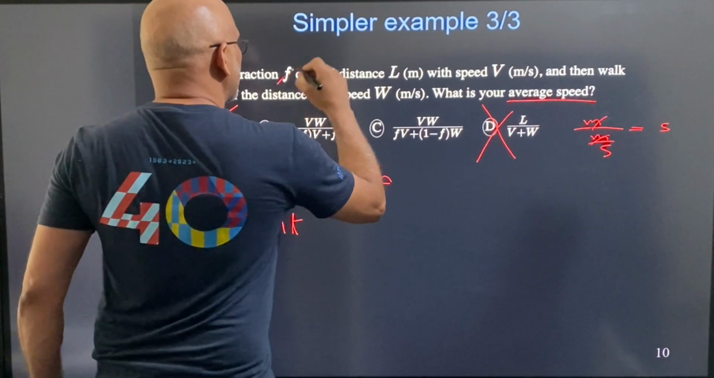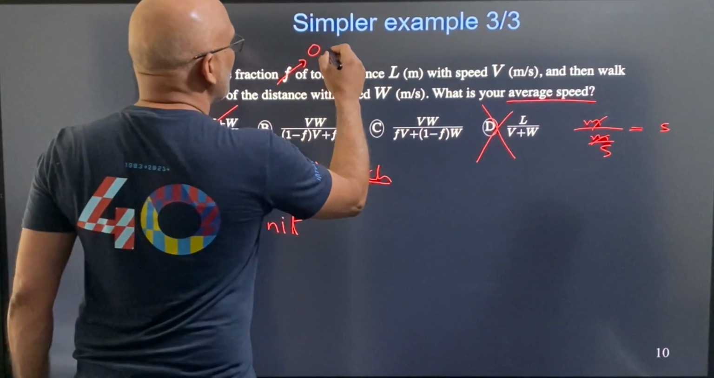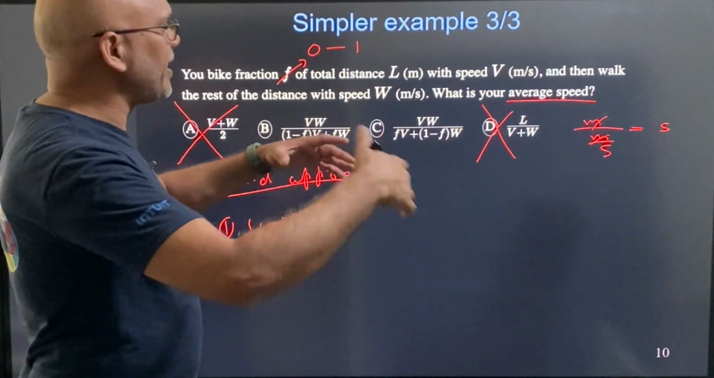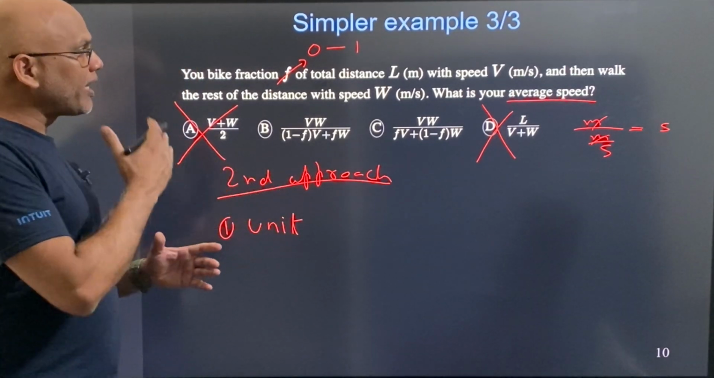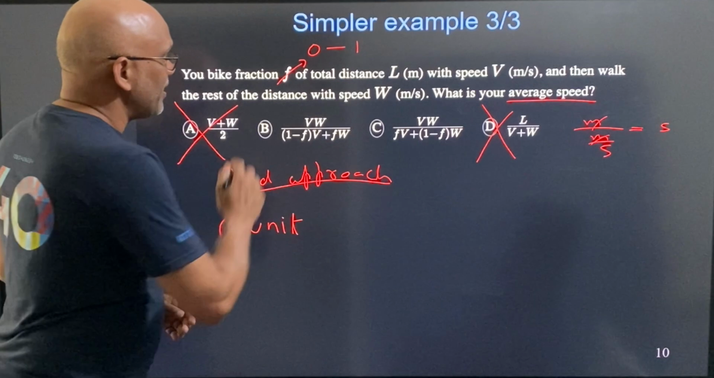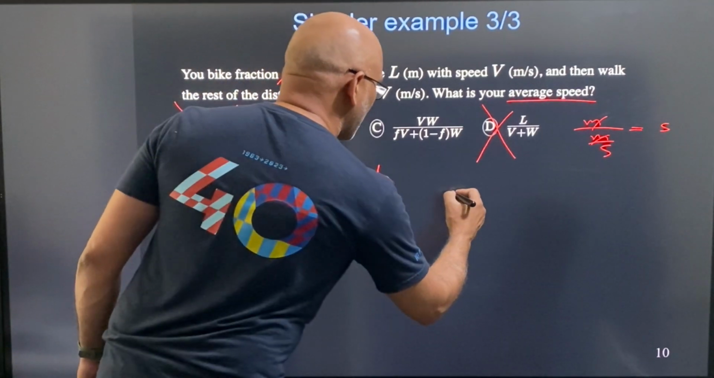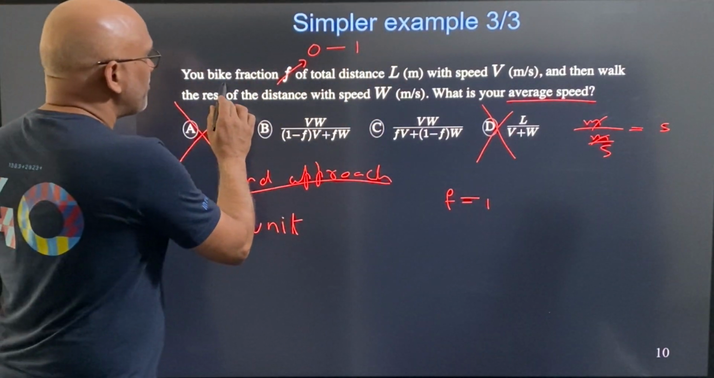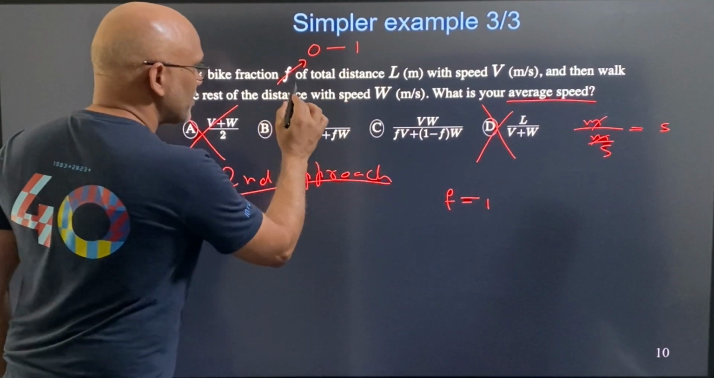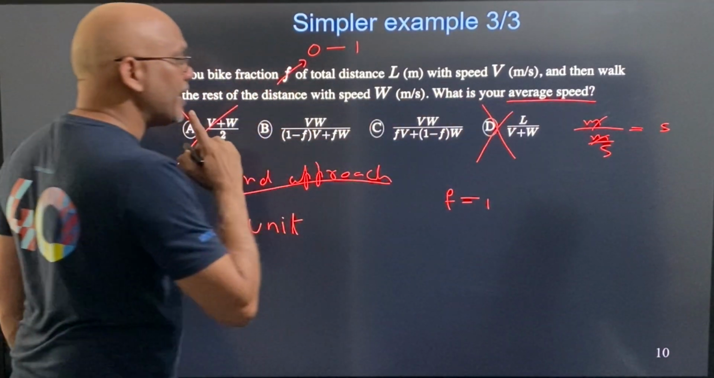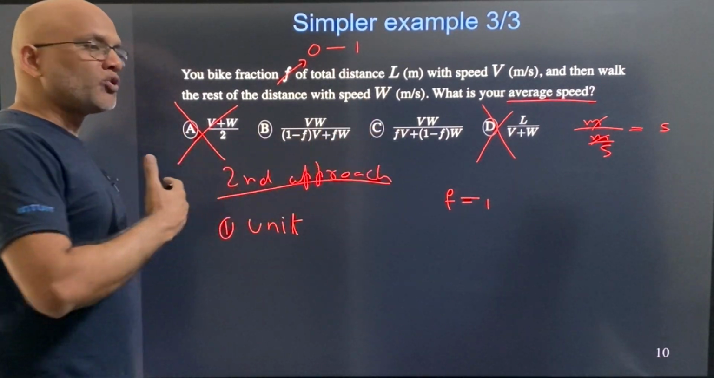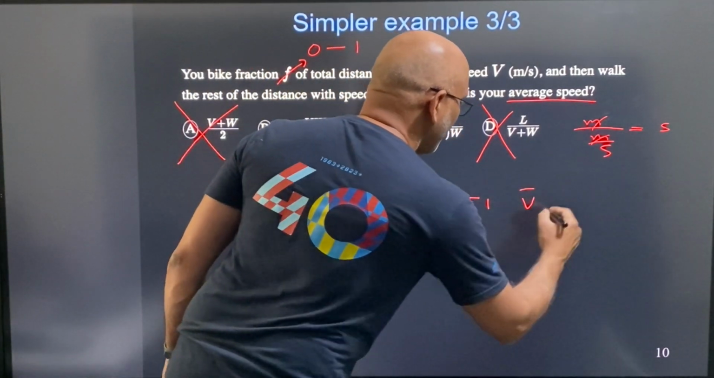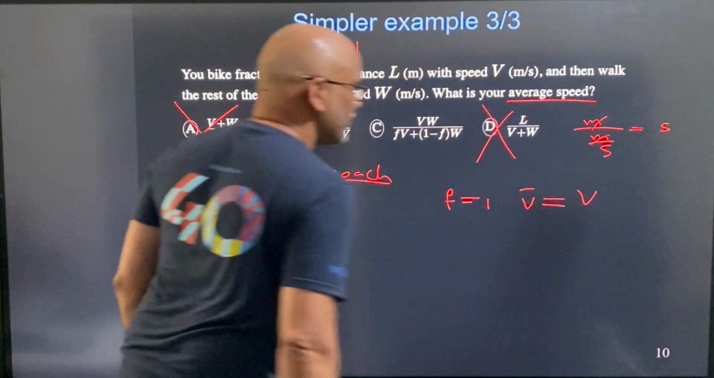The next thing to notice is the fraction is going to be anywhere from 0 to 1, right? The fraction can be 0, 0.2, 0.3, all the way to 1, anywhere in between 0 and 1. So what if f is equal to, just for the sake of example, what if f is equal to 1? What does that mean? I'm biking the whole distance, fraction is 1, right? So I'm biking the whole distance with speed v. That means if I'm biking the whole distance with speed v, the average speed should be v, right? So in this case, average speed, let me call it v bar, this should be equal to v, right?